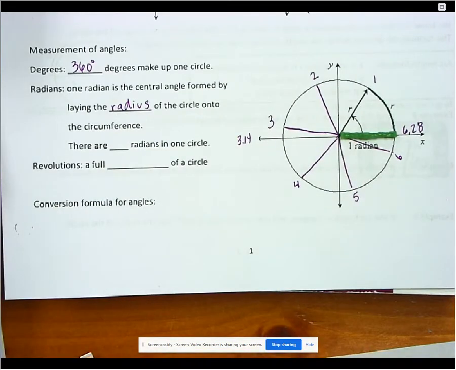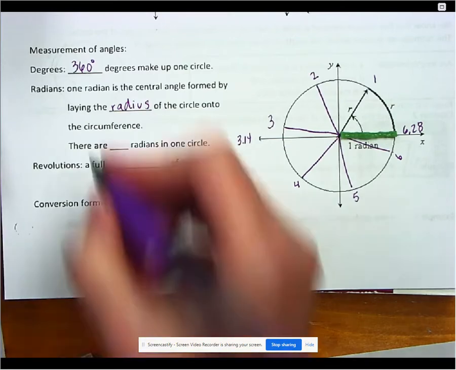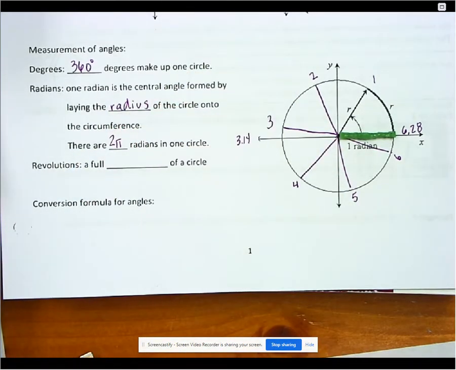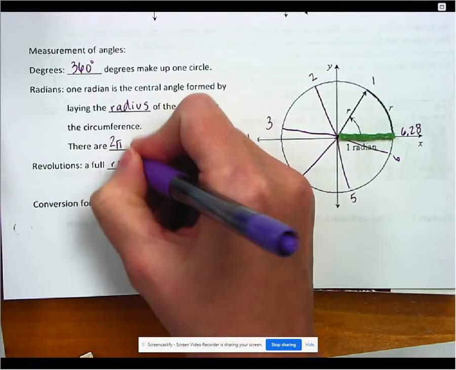So what do you guys think that 3.14 is? So the 3.14 is pi. So then the 6.28 is going to be 2 pi. So there are 2 pi radians in one circle. Right. And then for the revolutions, a revolution is another angle measurement. And a revolution is a full rotation of a circle.